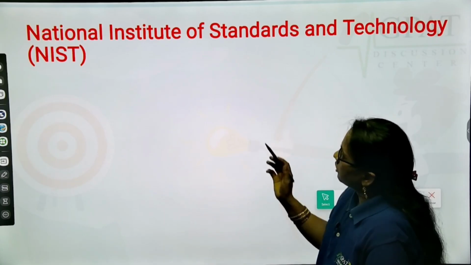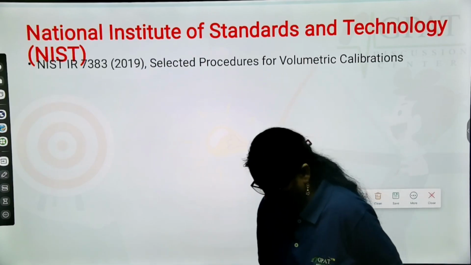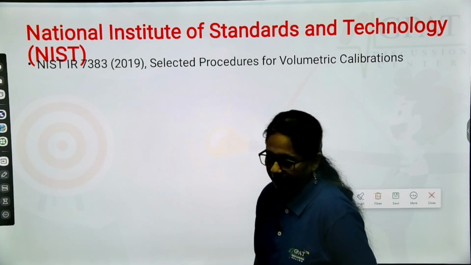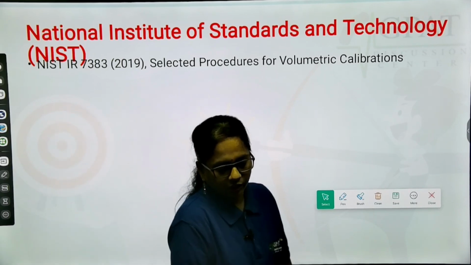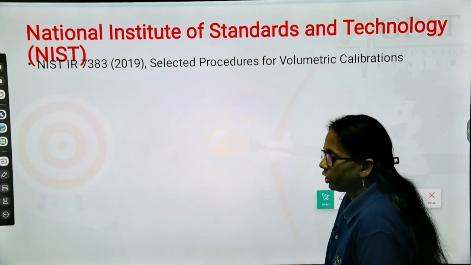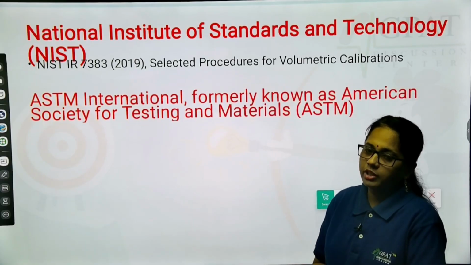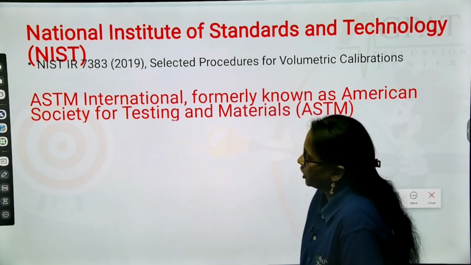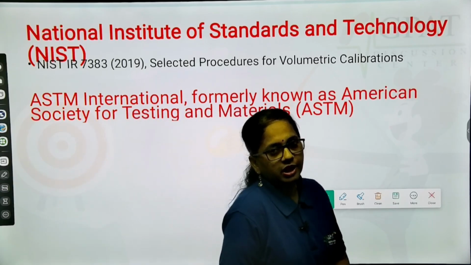The National Institute of Standards and Technology is called NIST. It has given a document, Selected Procedures for Volumetric Calibrations, on how to go about calibrating volumetric glassware. That is document NIST IR 7383 from 2019. Earlier they gave many reference documents, but these are the recent ones we need to follow. One more standards agency is ASTM International, formerly known as the American Society for Testing and Materials.